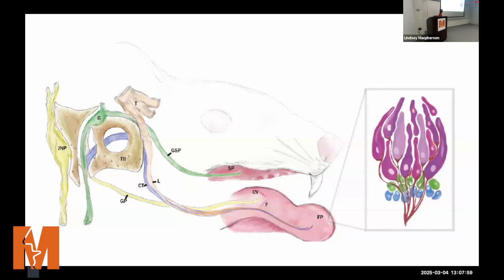The glossopharyngeal nerve innervates the circumvallate papilla and the foliate papilla in the back. The glossopharyngeal nerve innervates the palate. And in the fungiform taste buds, like this one represented here, it's a collection of taste receptor cells and also a resident population of stem cells at the base of the bud that repopulate the taste receptors.